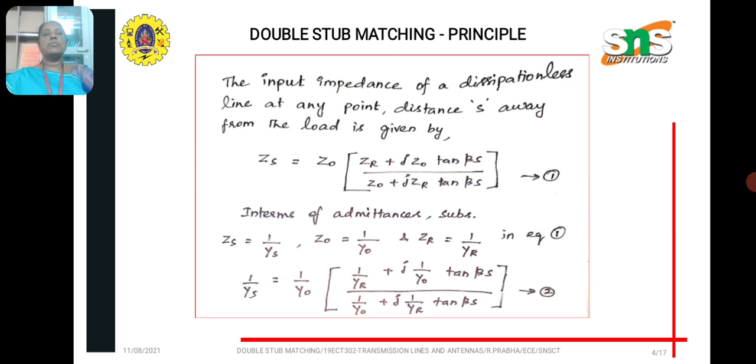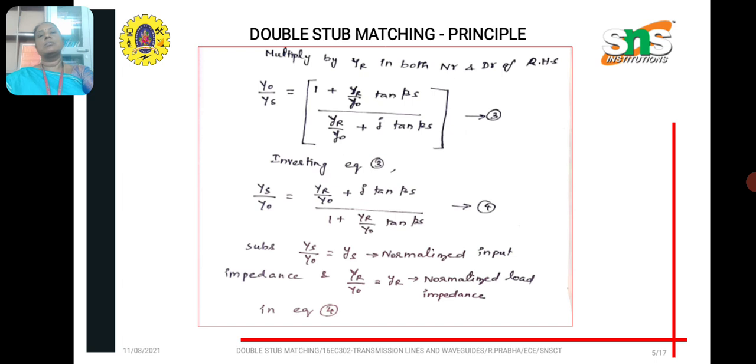By replacing, we get 1/Ys equals 1/Y0 multiplied by (1/Yr plus j(1/Y0) tan βS) divided by (1/Y0 plus j(1/Yr) tan βS). So Y0/Ys equals (1 plus (Yr/Y0) tan βS) divided by (Yr/Y0 plus j tan βS). This is obtained by multiplying Yr in both numerator and denominator of the right hand side. Now we invert this equation, so Ys/Y0 is obtained on the left side, which is the normalized admittance.